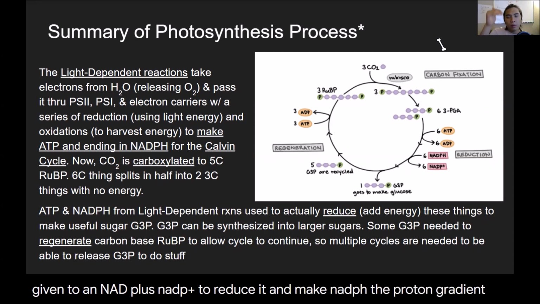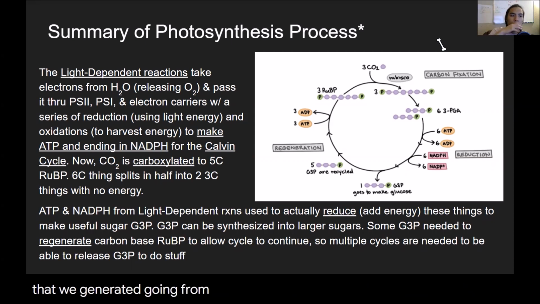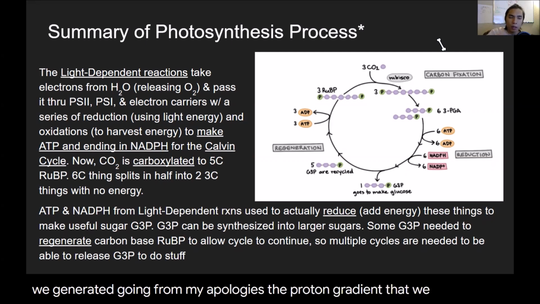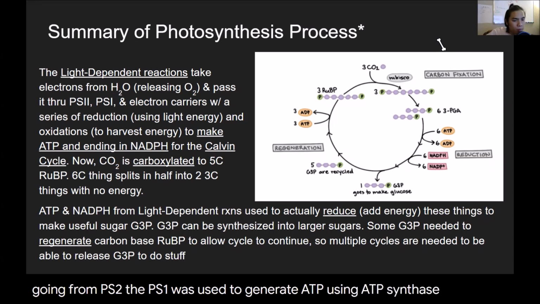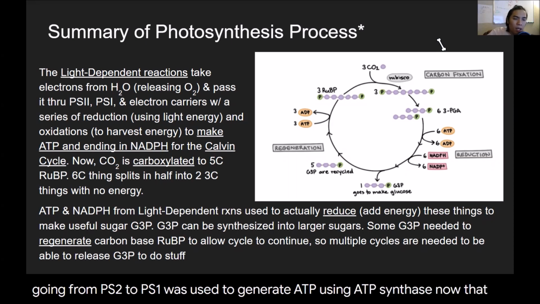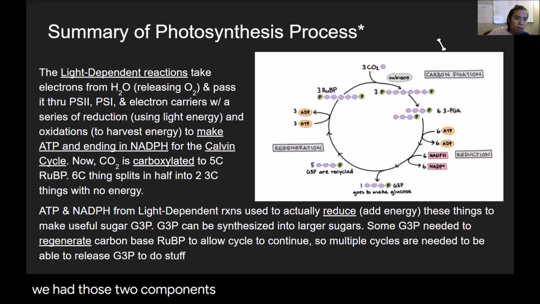The proton gradient that we generated going from PS2 to PS1 was used to generate ATP using ATP synthase. Now that we had those two components, we can enter the Calvin cycle.